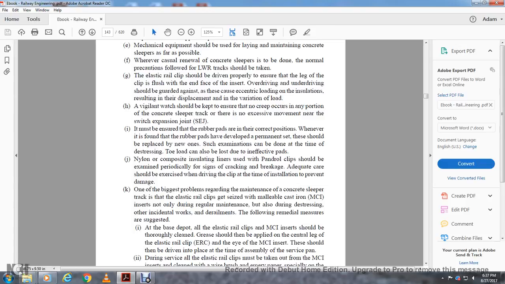One of the biggest problems regarding the maintenance of concrete sleeper track is that the elastic rail clips get seized with the malleable cast iron inserts, not only during regular maintenance but also during de-stressing and other incidental work. The following remedial processes are suggested.